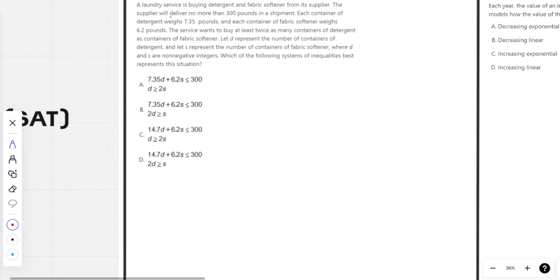So we're asked to deliver no more than 300 pounds in a shipment. We're buying detergent and fabric softener. We can have no more than 300 pounds of detergent and fabric softener, where detergent weighs 7.35 pounds and fabric softener weighs 6.2 pounds. So of course we're gonna have 7.35 D plus 6.2 S is less than or equal to 300.